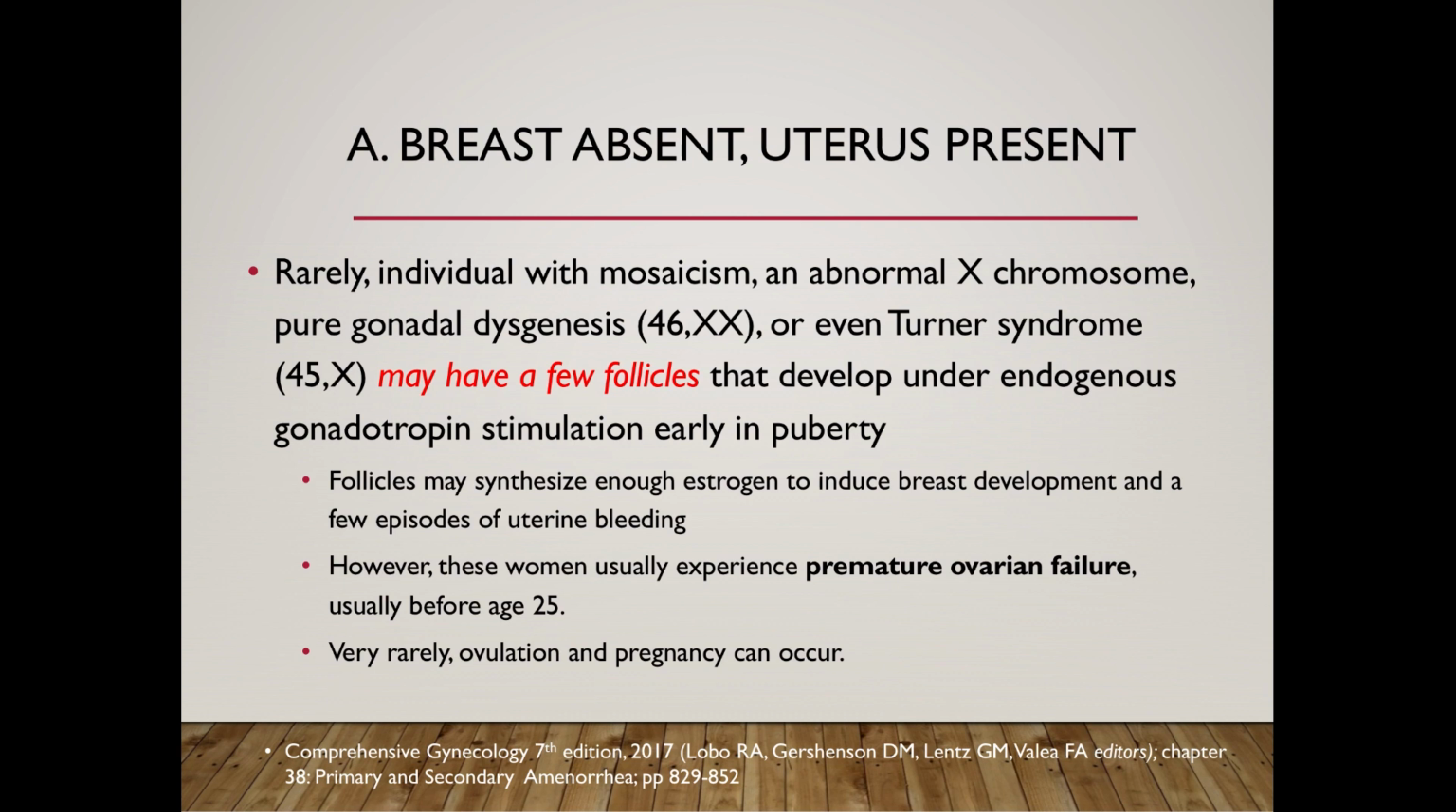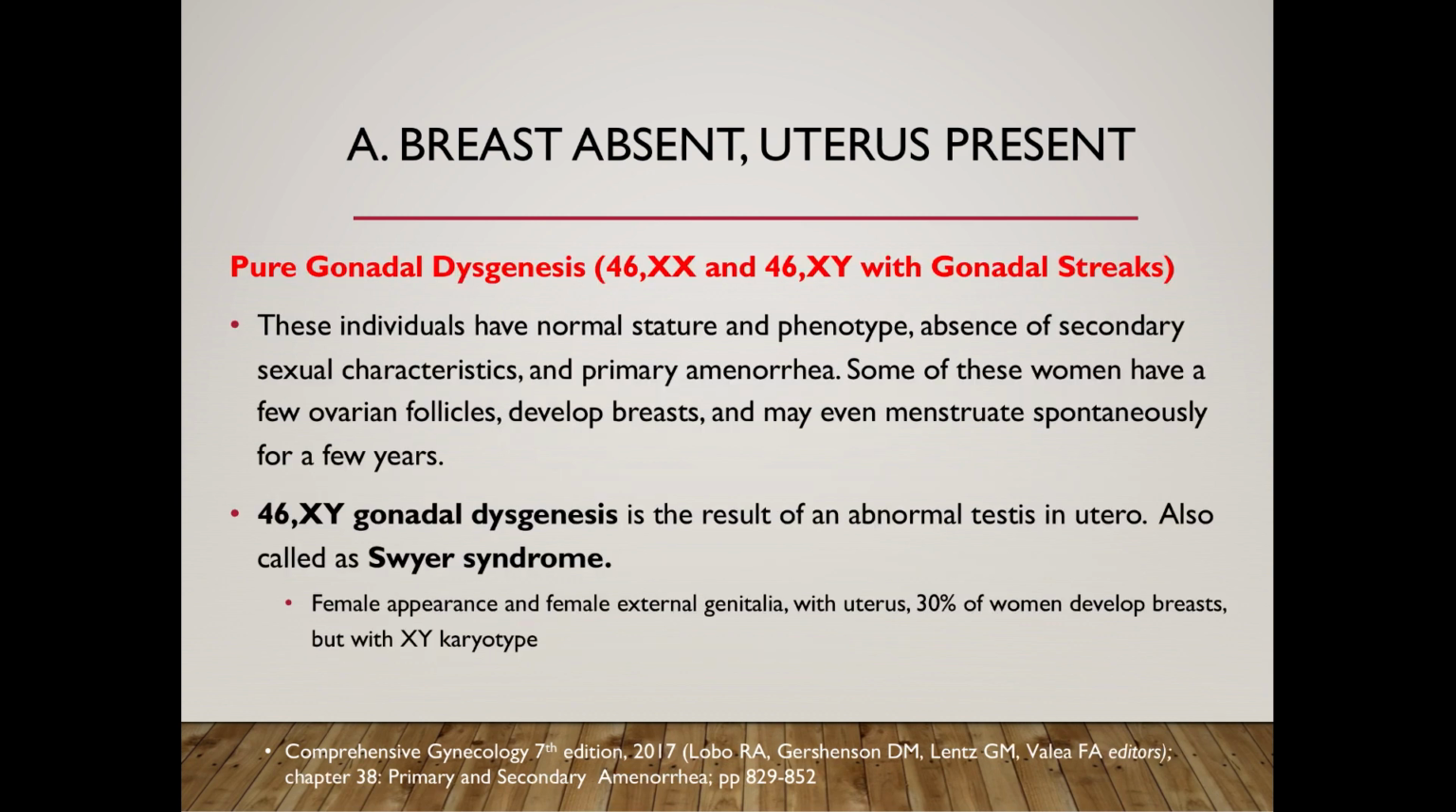Rarely, individuals with mosaicism, an abnormal X chromosome, or patients with pure gonadal dysgenesis 46XX, or even Turner syndrome 45X may have few follicles that develop under endogenous gonadotropin stimulation early in puberty. So, the follicles may synthesize enough estrogen to induce breast development and a few episodes of uterine bleeding. However, these women usually experience premature ovarian failure, usually before the age of 25, and very rarely ovulation and pregnancy may occur. Another example under this classification is the pure gonadal dysgenesis, either 46XX or 46XY with gonadal streaks.